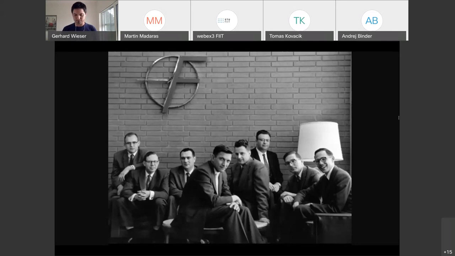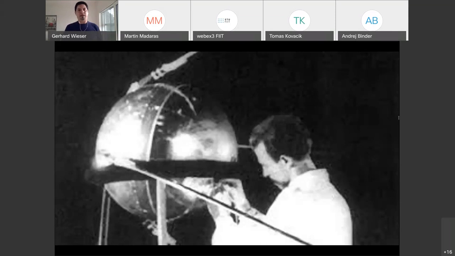Now, the next big thing happened in 57 that I want to mention here. Sputnik was launched, and it completely caught everybody in the US off guard. It completely threw them off, and there was a realization that the folks outside of the US, the Russians, are by far more advanced than anybody thought that they would be.